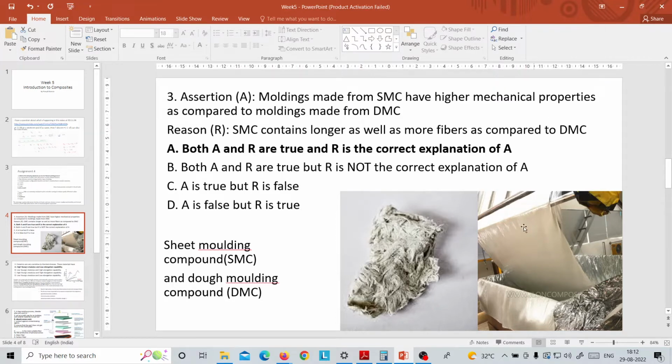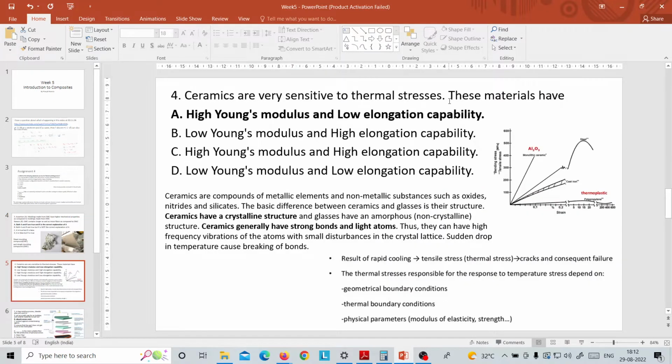One is because they are more uniform and well oriented, and the second is that the fibers are quite long, so the load transfer is very easy when we talk about sheet molding compounds. Therefore A and R both are true, and R is the correct explanation, because the fibers are longer, so load sharing would be easier. Then the fourth question was about why ceramics are sensitive to thermal stresses?